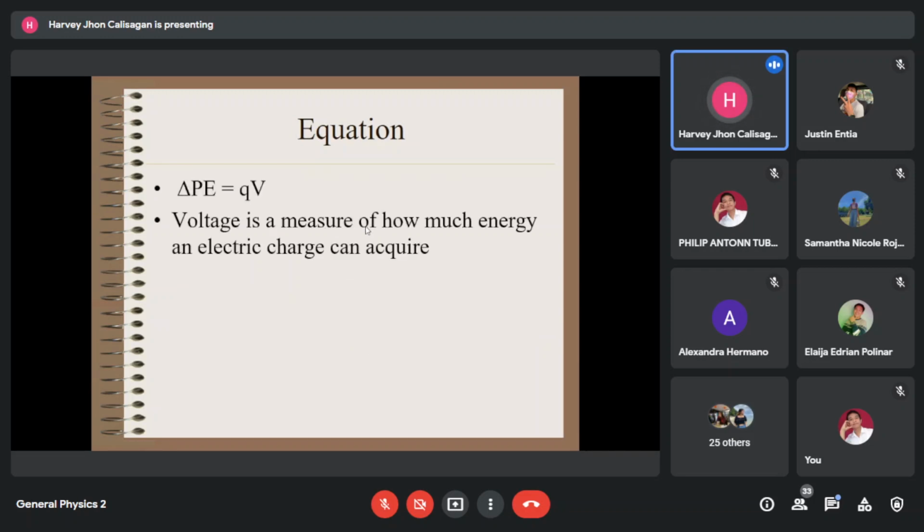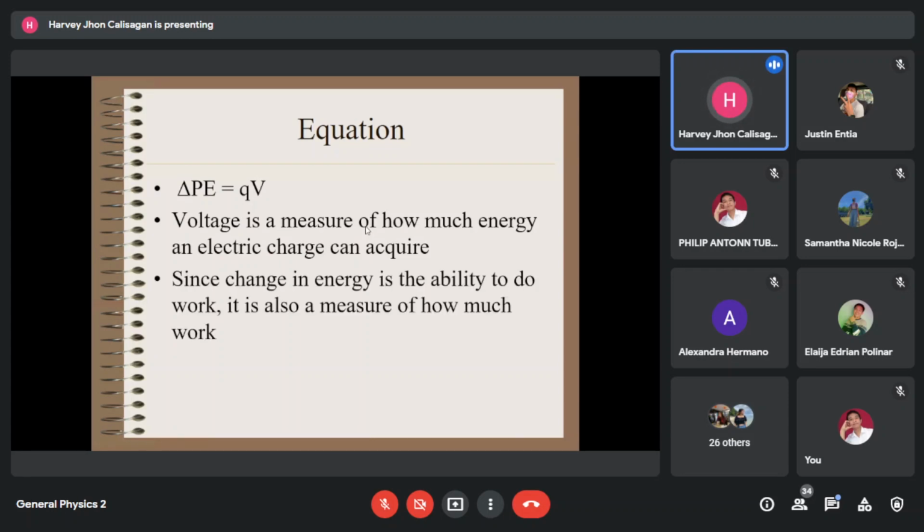So voltage is a measure of how much energy an electric charge can acquire. If we will be calculating the potential energy of a certain material that has a voltage, all we need to do is derive a formula from the formula of potential difference. So how did we get the change of PE is equal to the charge multiplied by the voltage? Simple lang, we derive it from V is equal to PE divided by Q. Since energy is the ability to do work, it is also a measure of how much work is done by an object.